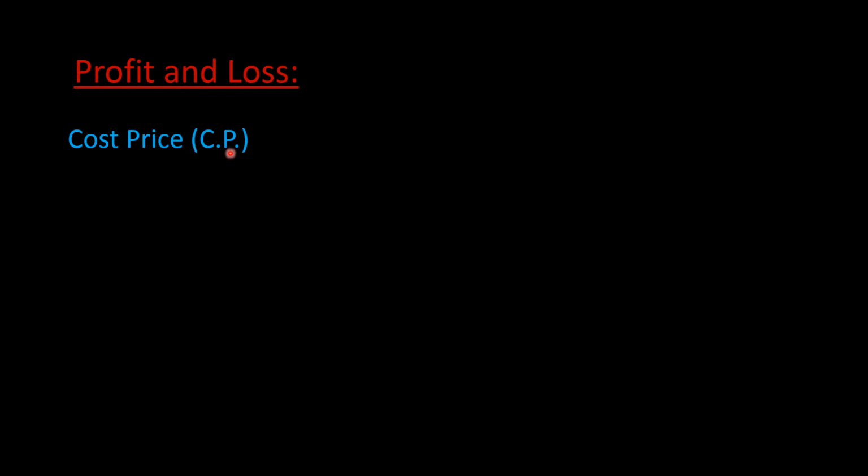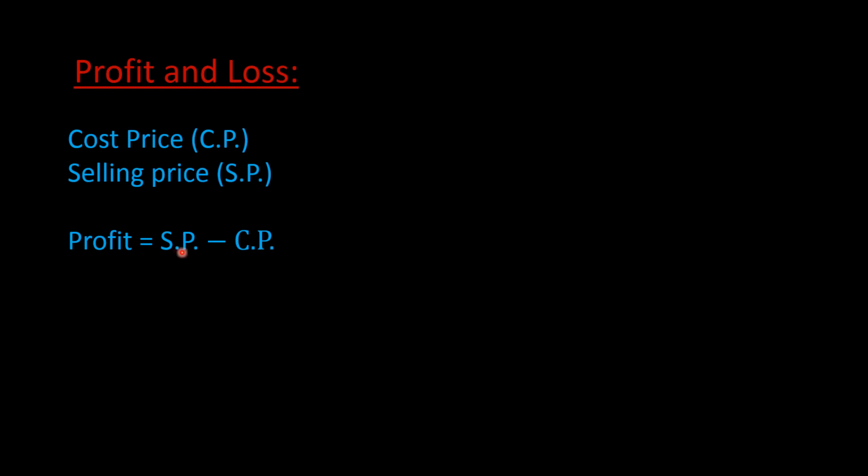In this video, we will understand about profit and loss. But before that, let us get acquainted with certain terms. Cost price. It is the price at which an item is purchased. Selling price (SP). It is the price at which an item is sold. Profit. Selling price minus cost price.